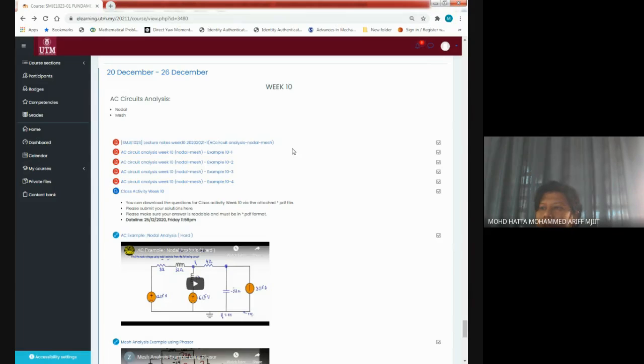Gonna happen in AC circuit analysis, especially for nodal and mesh analysis. The way we analyze our circuit using mesh and nodal. And I also put some four examples extracted from your textbook. Here are the four examples, Example 10.1 up until Example 10.4.